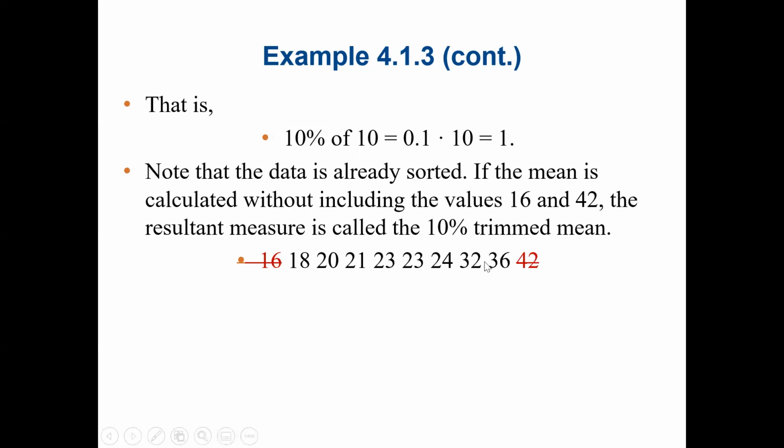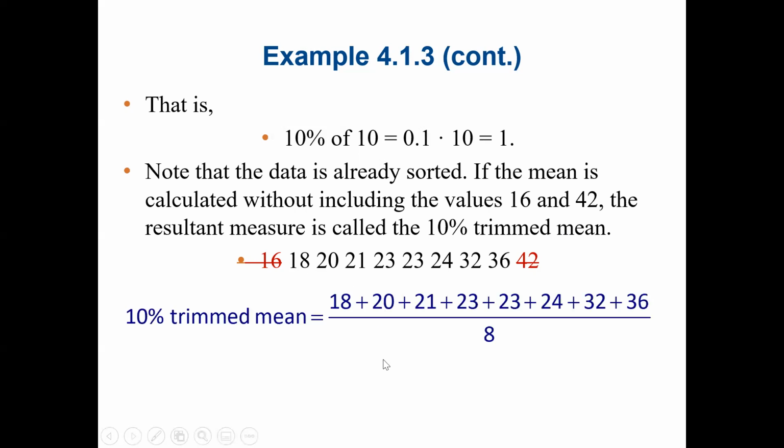First of all, the data has to be sorted, which in this case is already sorted. Then we find the mean of the rest of the values. So we are going to add all the 8 values and divide by 8. And that gives us 24.625.